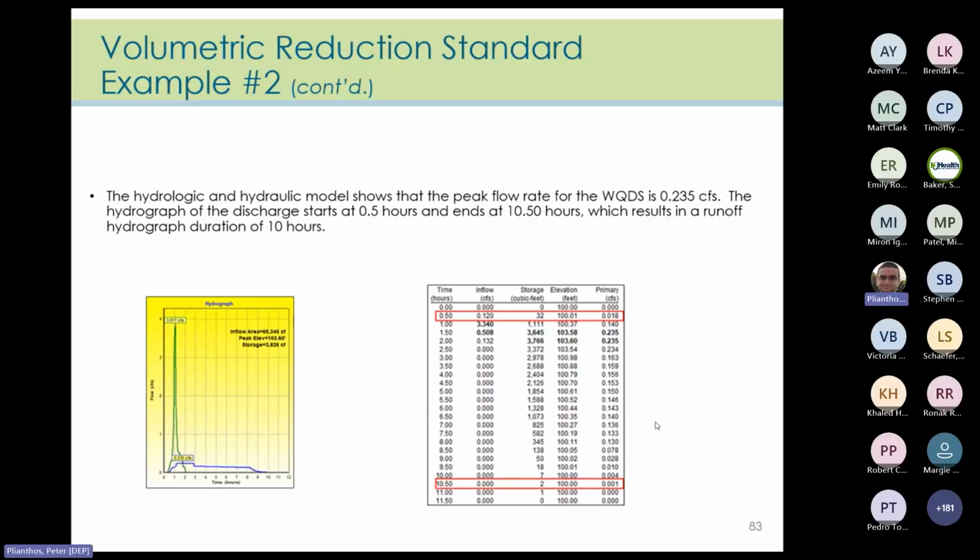All right, so we got the peak flow rate in the last slide. All that is left for the post-construction condition is the hydrograph duration. The hydrograph of the discharge starts at 0.5 hours and ends at 10.5 hours, which results in a runoff hydrograph duration of 10 hours.